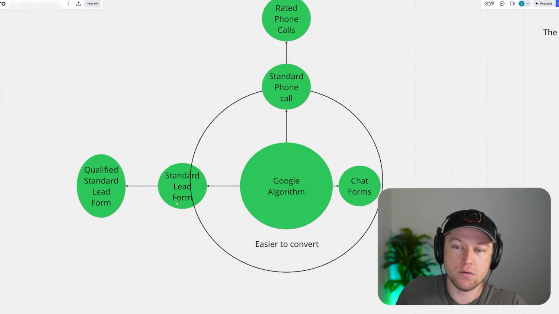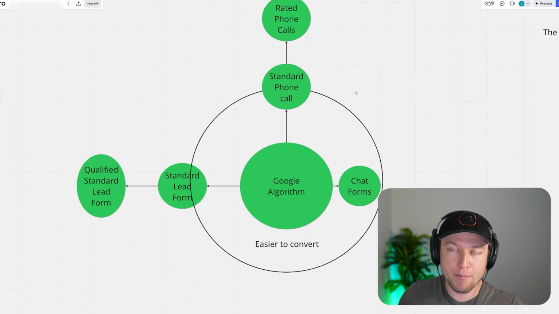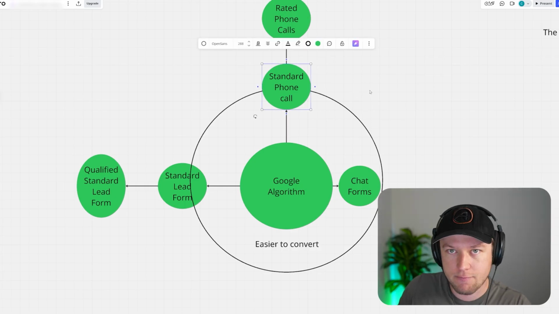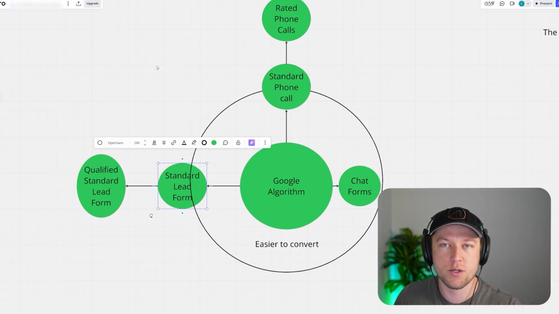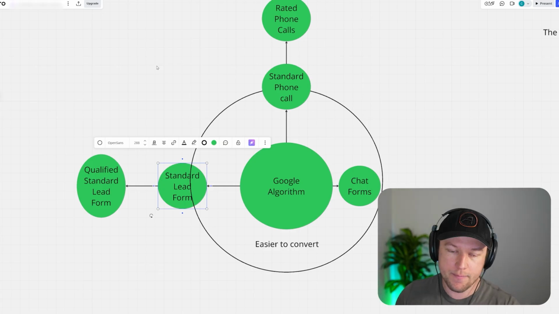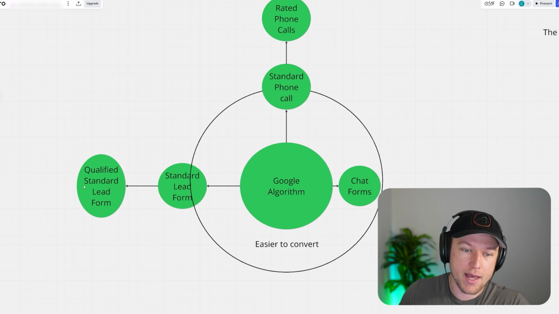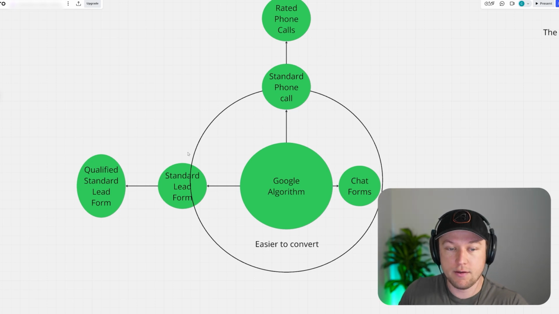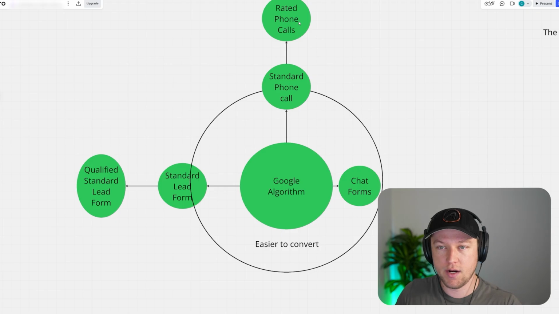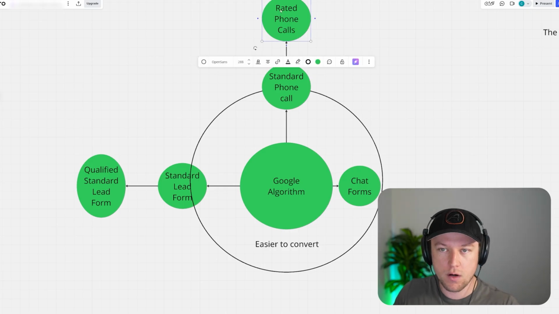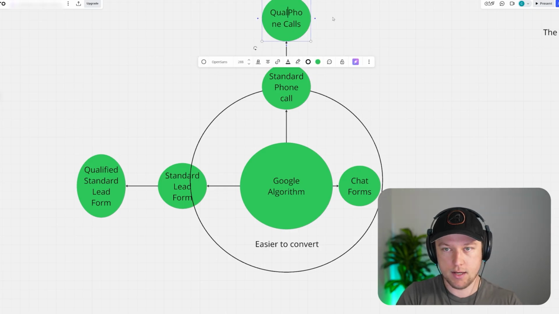If we were to go to, let's say, one of these other ones, we have a standard lead form or a standard phone call. So this standard represents an unqualified phone call. So let's just say this is a 60-second phone call, or the lead form is someone that filled out all the information that's more than just a lead magnet for a free estimate. And then if we go further out, we have a qualified standard lead form versus a rated phone call, right? Or a qualified phone call. In fact, I'll even add in this.